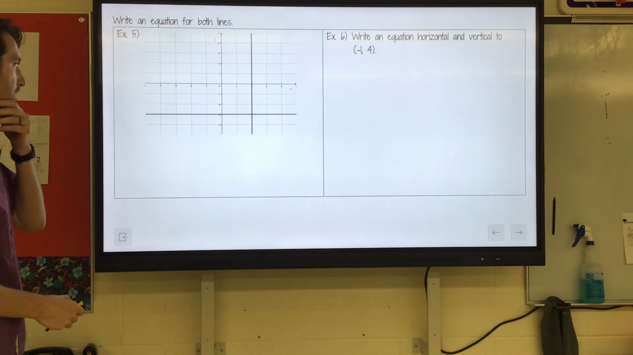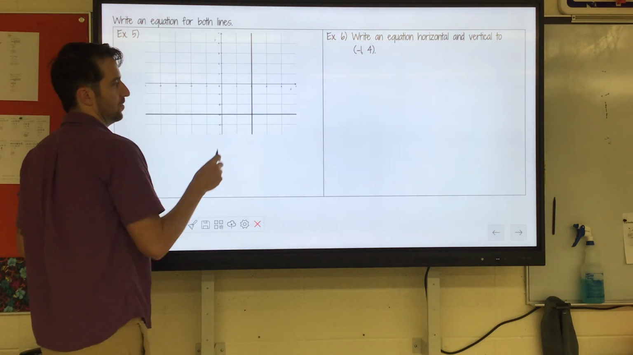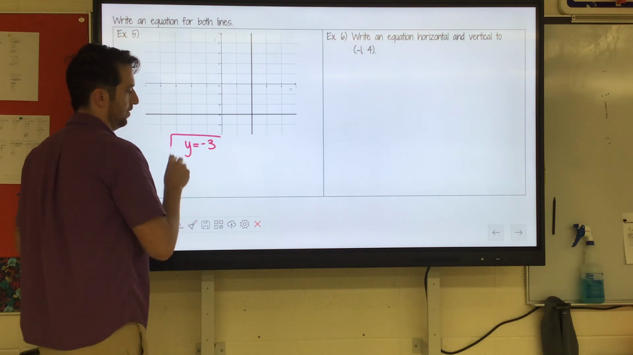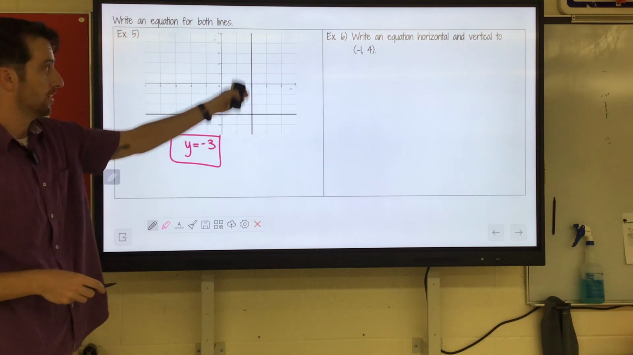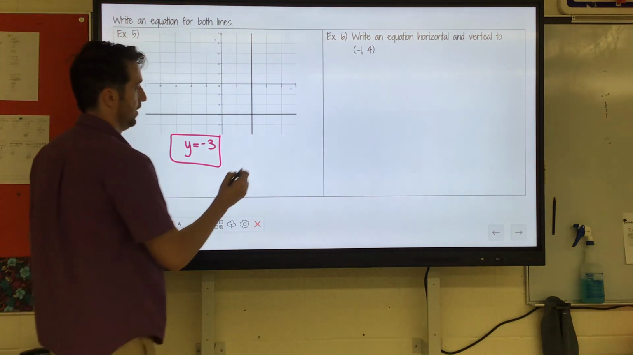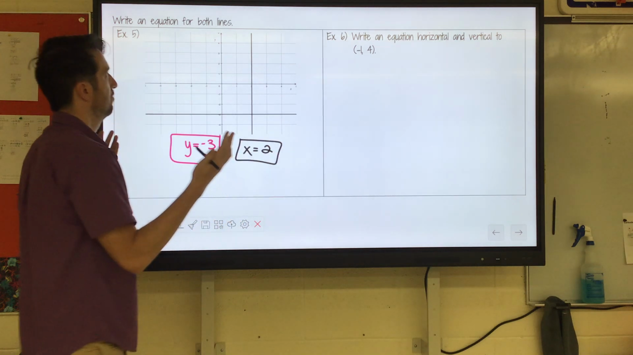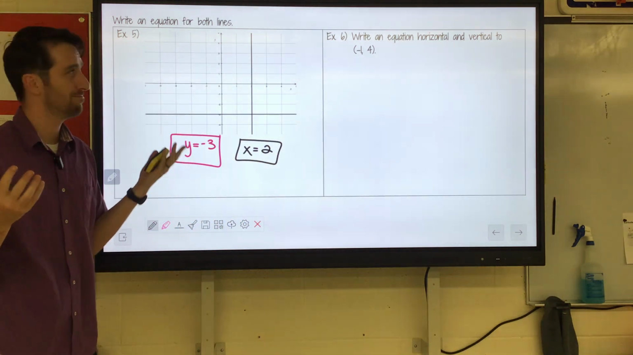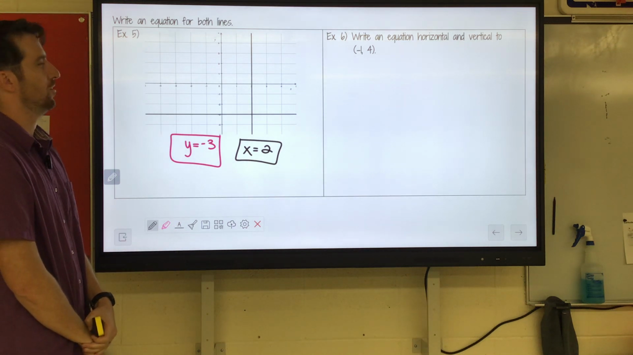Remember, if it's a flat line, like this, it's just gonna be y equals that number. Y equals negative 3. Okay? And if it's a vertical line, like this one, that's just x equals that number. Is that all I want? Okay. Write an equation horizontal and vertical to this.